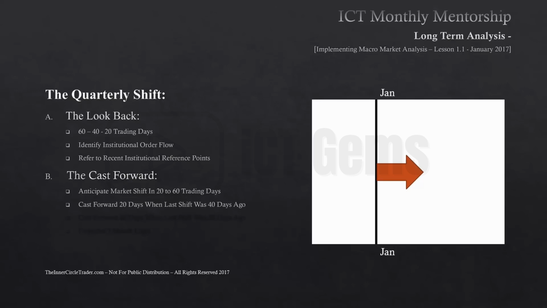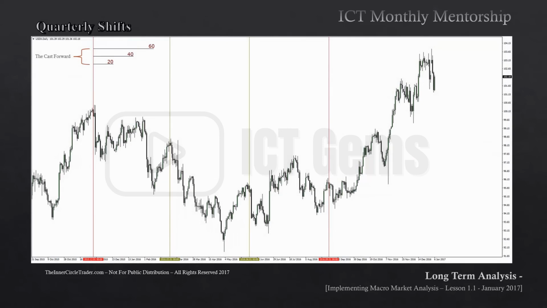We cast forward 20 days to the right of our vertical line when the last shift was 40 days ago. We cast forward 40 days when the last shift was 20 days ago. We do this until we reach the extreme of the projected 3-month limit. In other words, where there would be another vertical line drawn on our chart capping 3 months. So what does that look like? This is what it looks like here.